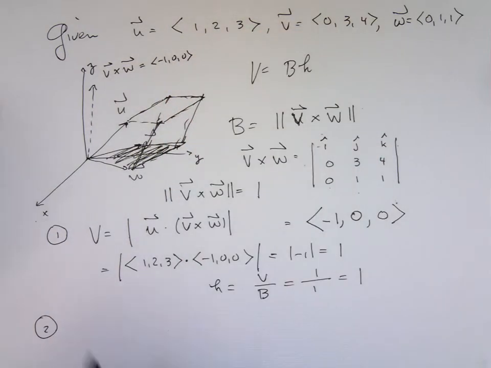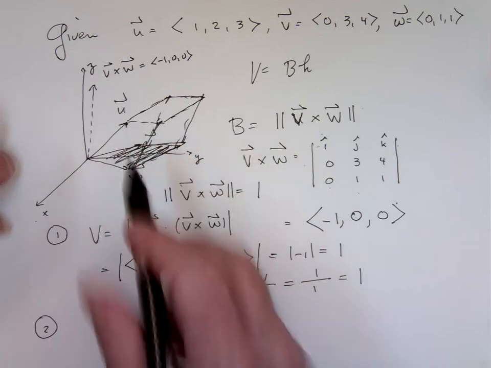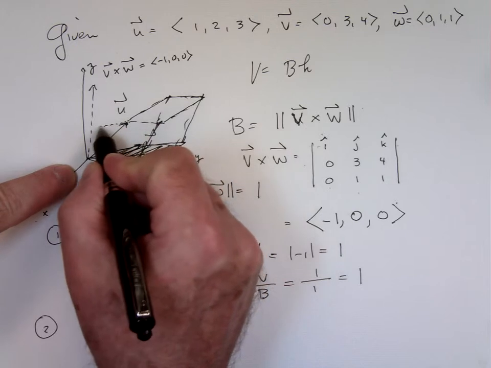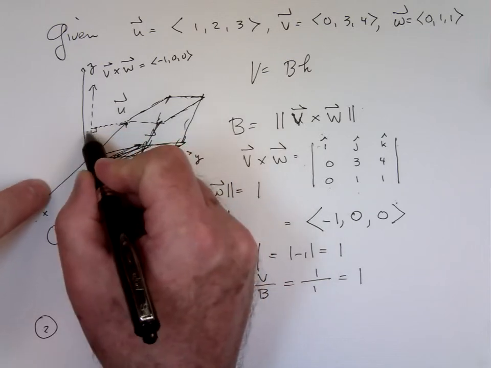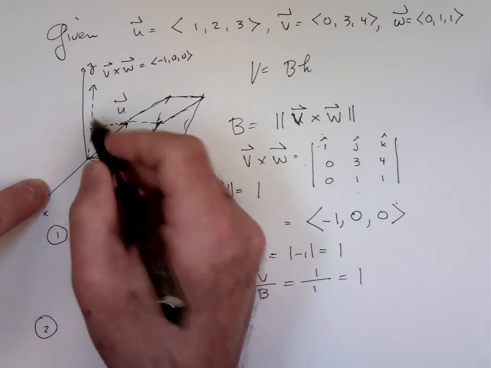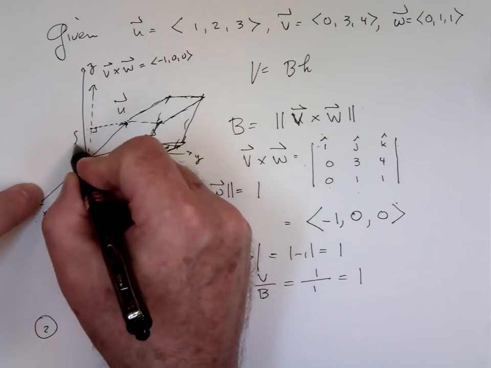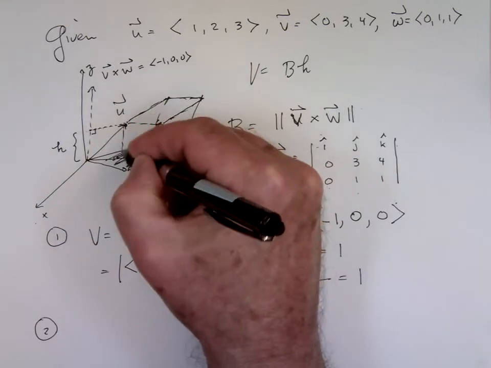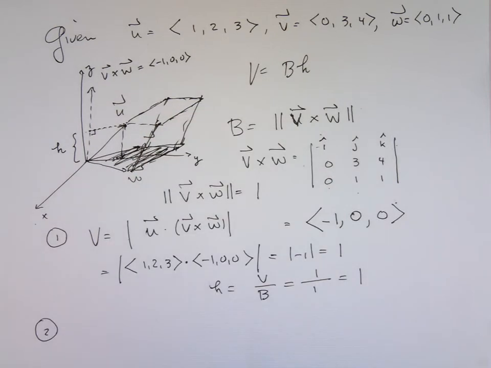Okay. And what we want to do is take the projection of U on that cross product. Okay? This here is the height, right here. So by taking the magnitude of the projection of U on the cross, we get the height, which would be this perpendicular distance here. Okay? So let's do it. Let's do the magnitude of the projection of U on the cross.